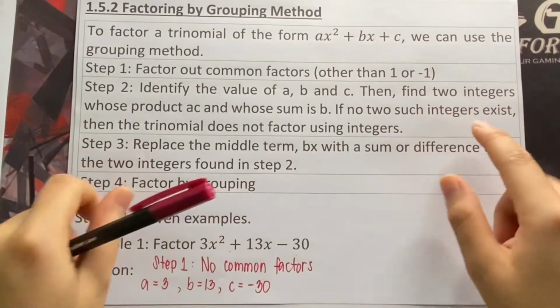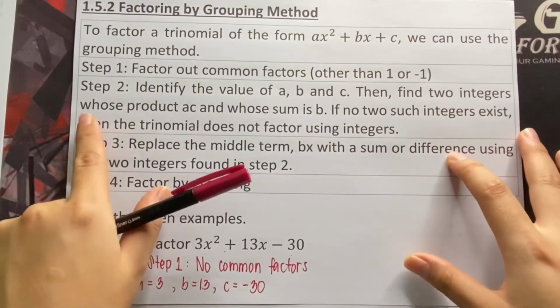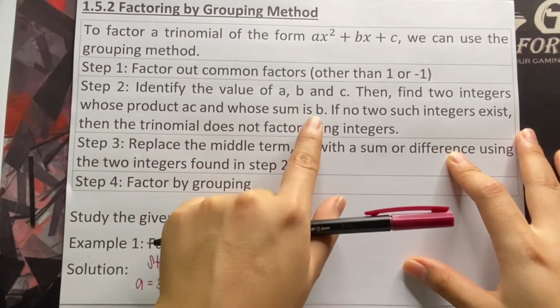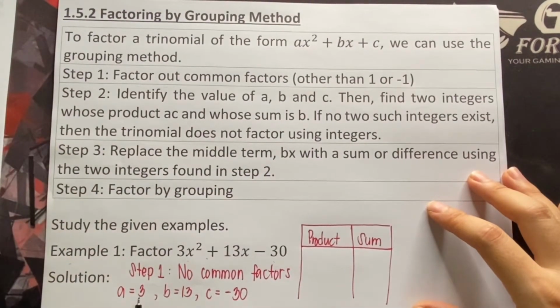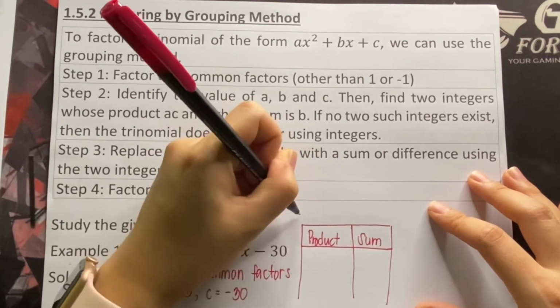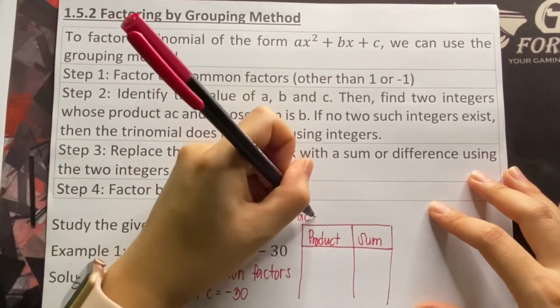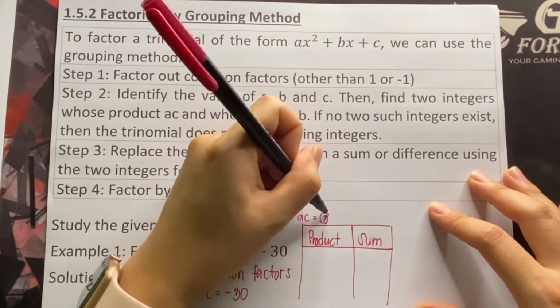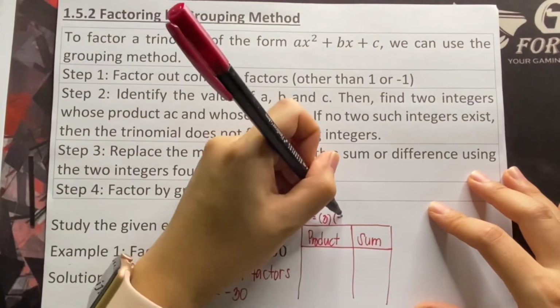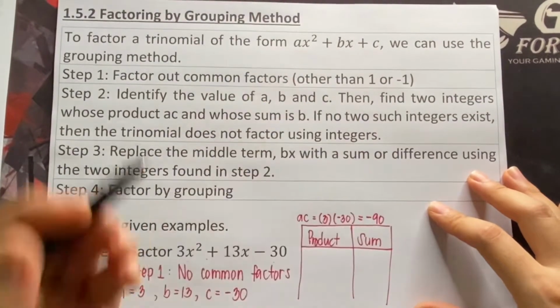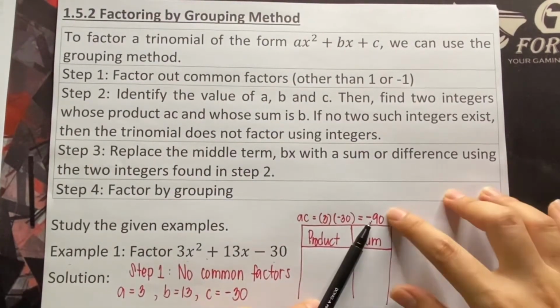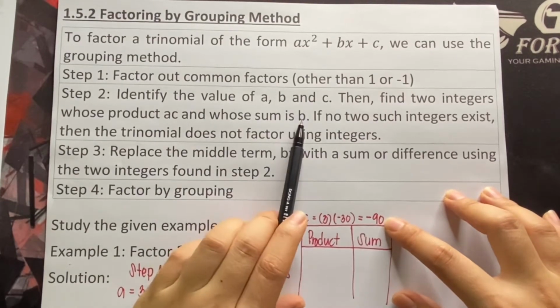Find two integers. Hanap na tayo ng two integers na kapag minultiply ay AC at kapag inadd ay B. Okay. Una, i-multiply muna natin ang A at C. A times C is, what is A? 3. What is C? Negative 30. So, ang AC ay negative 90. So, ano ang factor ni negative 90 na kapag pinlus ay B?